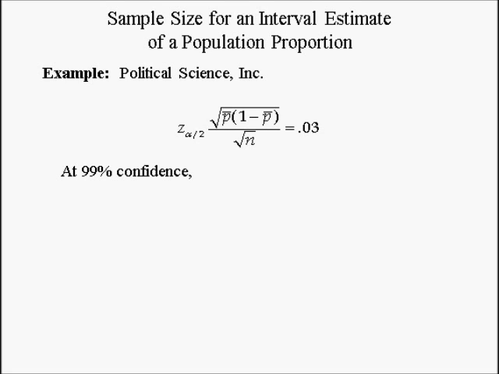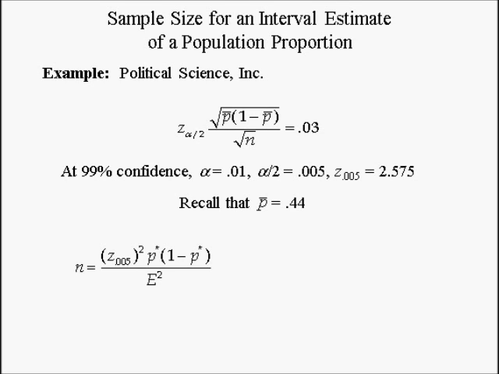At 99% confidence, alpha is equal to 0.01. Alpha divided by 2 is 0.005. So z is equal to 2.575. In this example, preliminary proportion p star is equal to 0.44. This was from our previous PSI example. Plugging these values into the equation for the necessary sample size yields 2.575 squared times 0.44 times 0.56 divided by 0.03 squared, which when rounded up equals 1816.